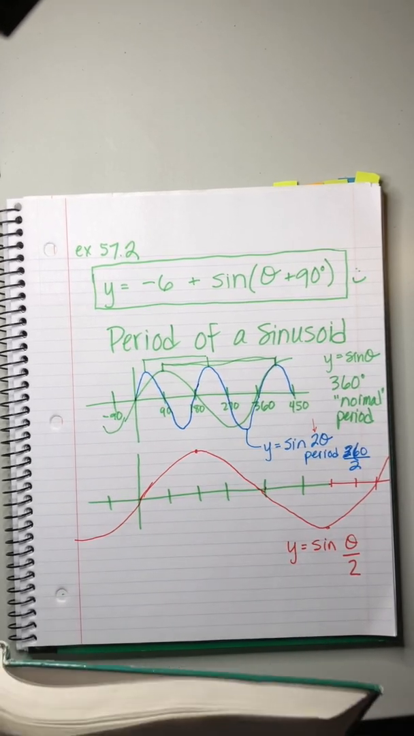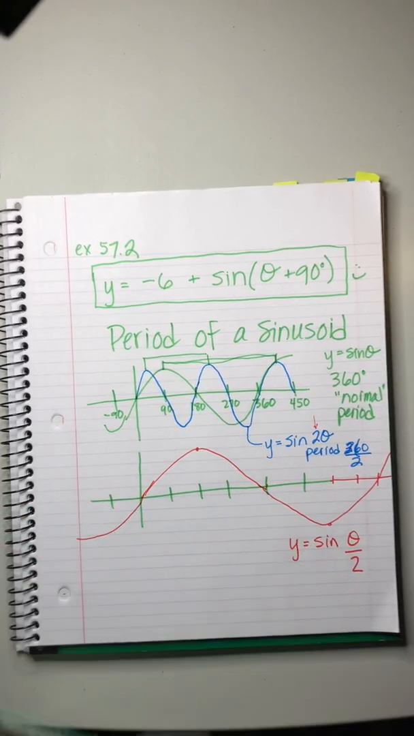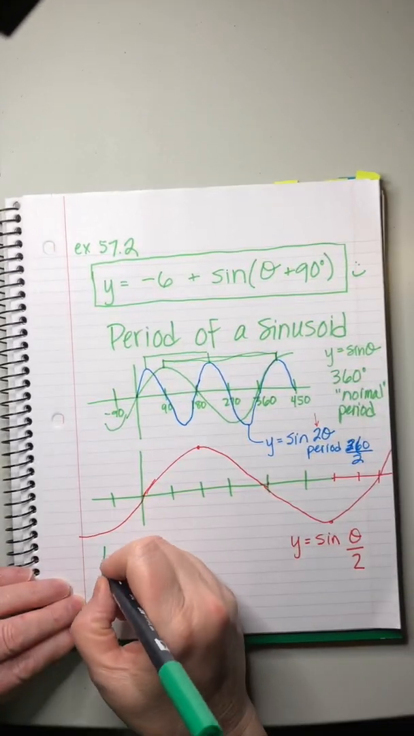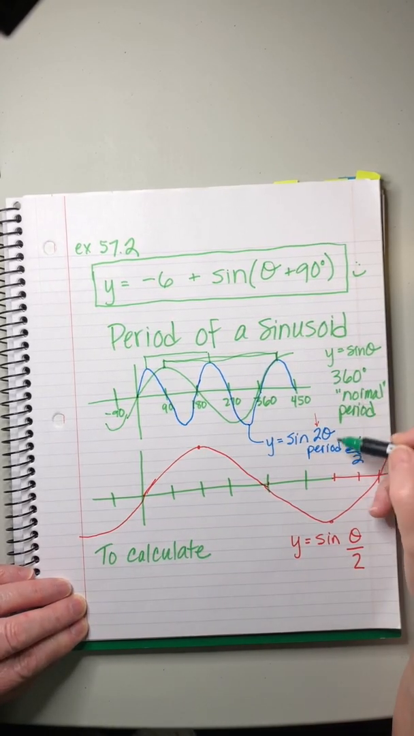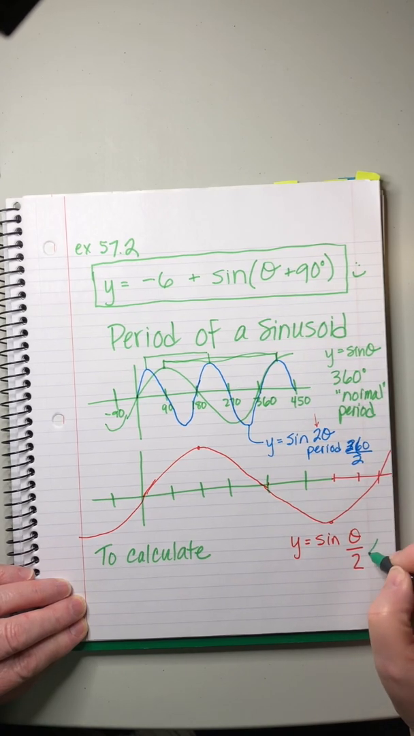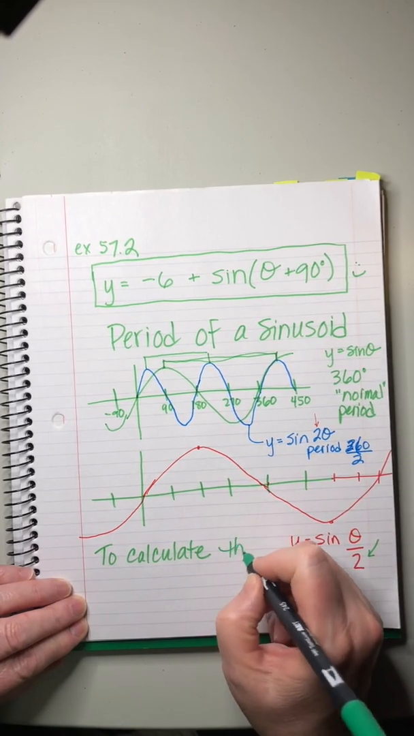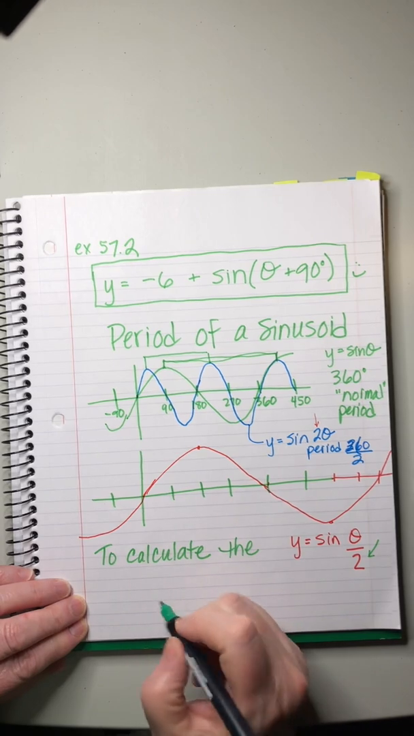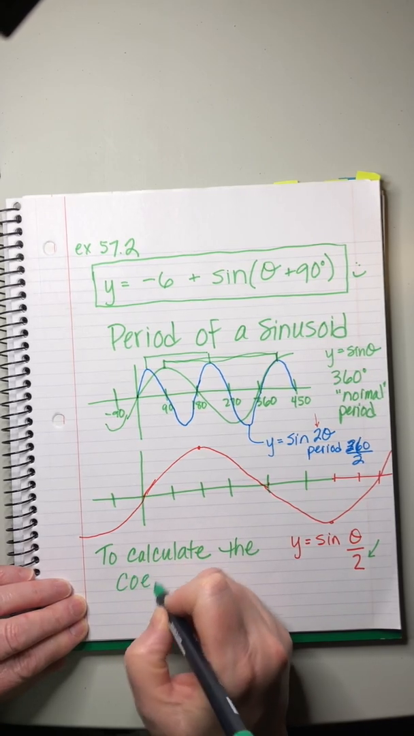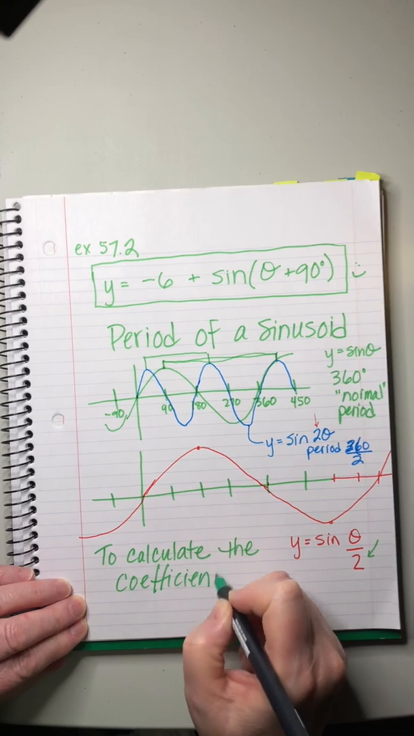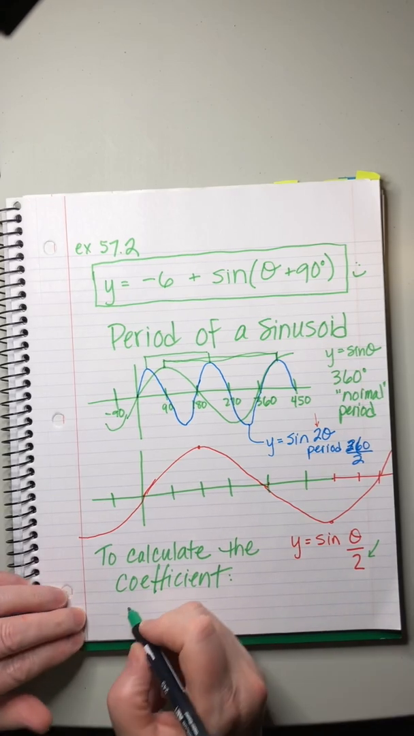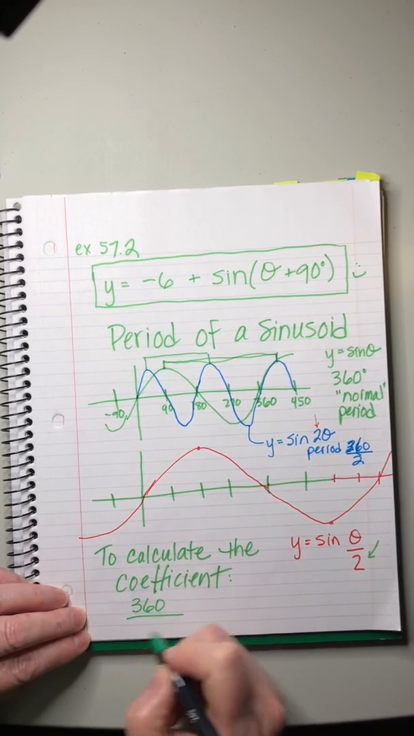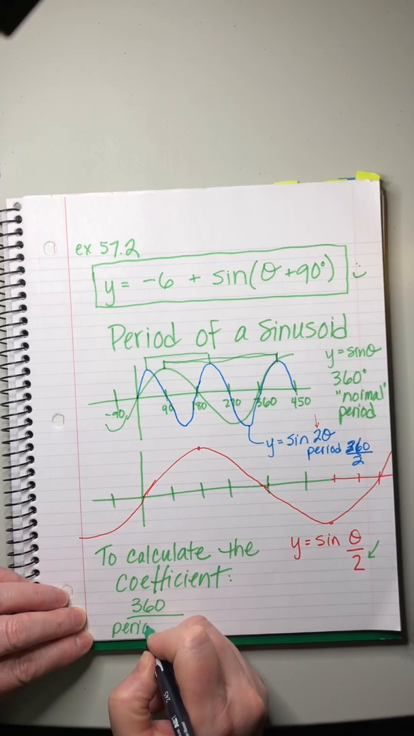Got so many pens in my hand, I don't know what I'm doing. All right, here is the way you calculate the coefficient. Okay, so we know it's a coefficient in front of the theta that helps us determine the size of the period. To calculate the coefficient, we take 360 divided by the actual length of the period in degrees.